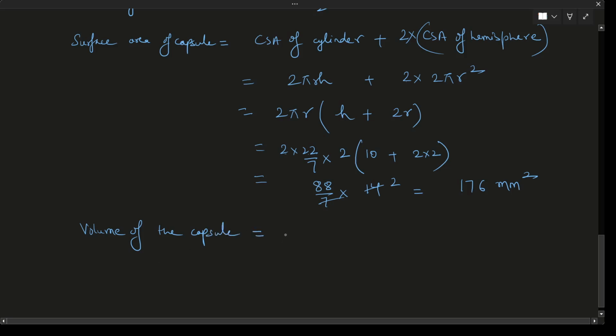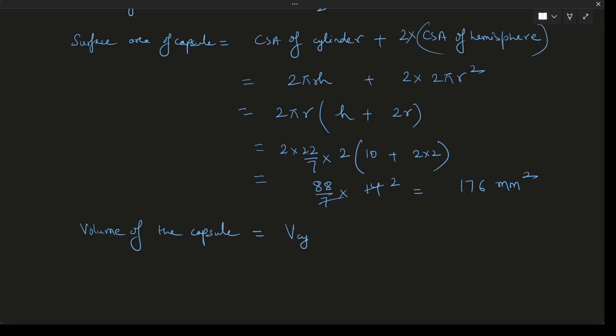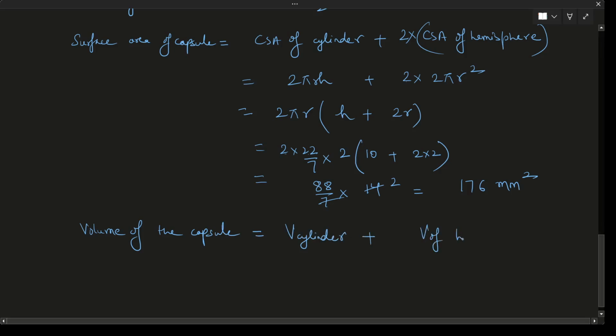So how do we do that? That will be the volume of cylinder plus volume of hemispheres. As there are two similar hemispheres, again I'll do 2 multiply by that. So volume of cylinder formula is pi r square h. Volume of hemisphere is 2 by 3 pi r cube.